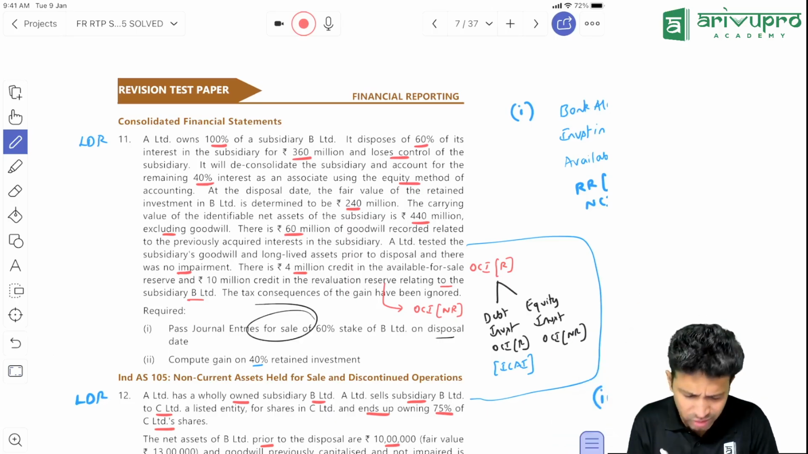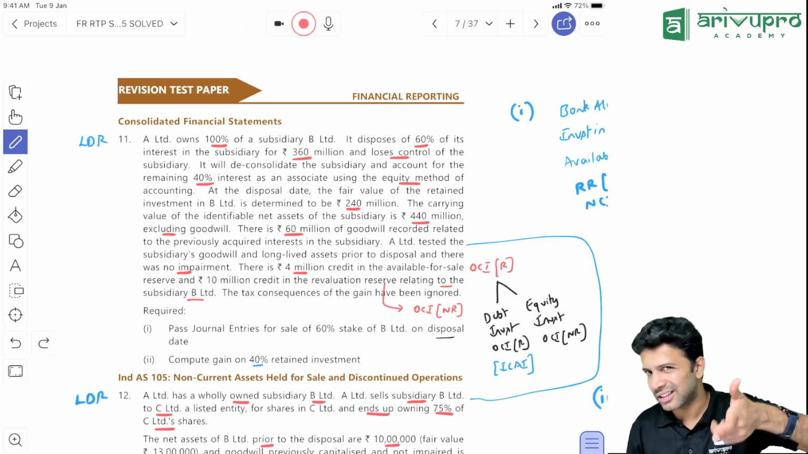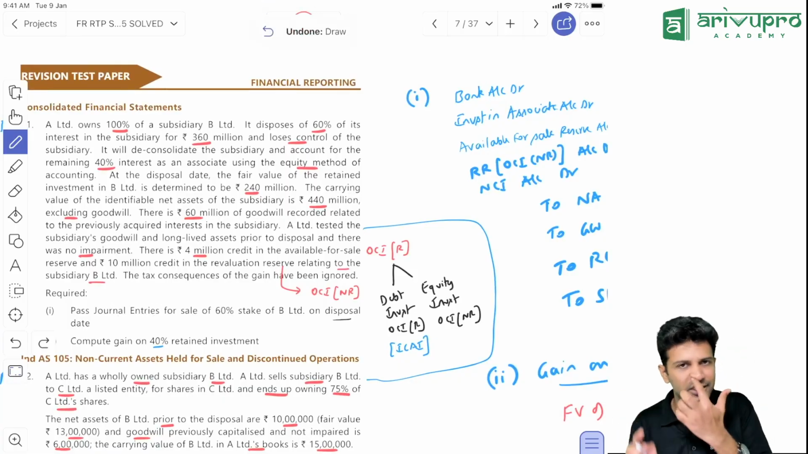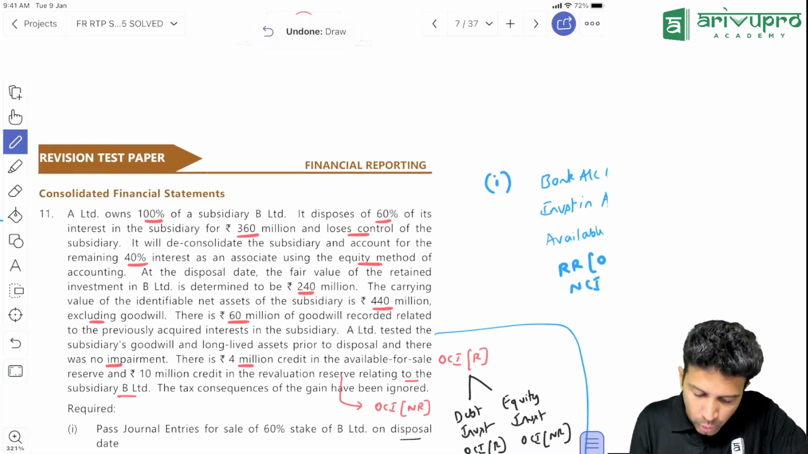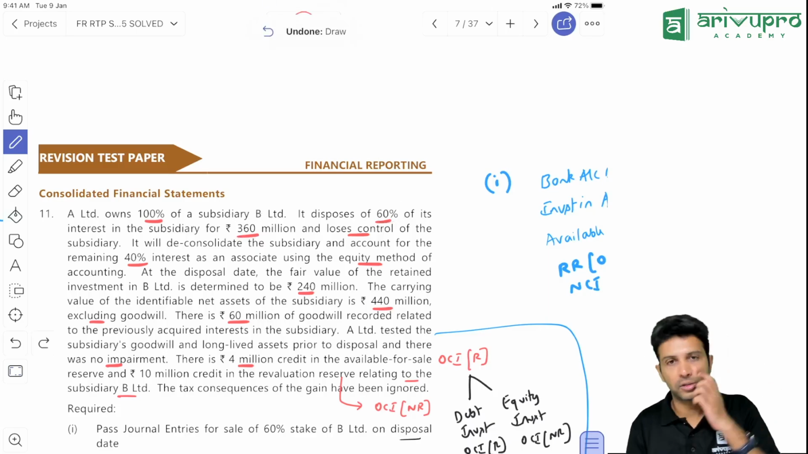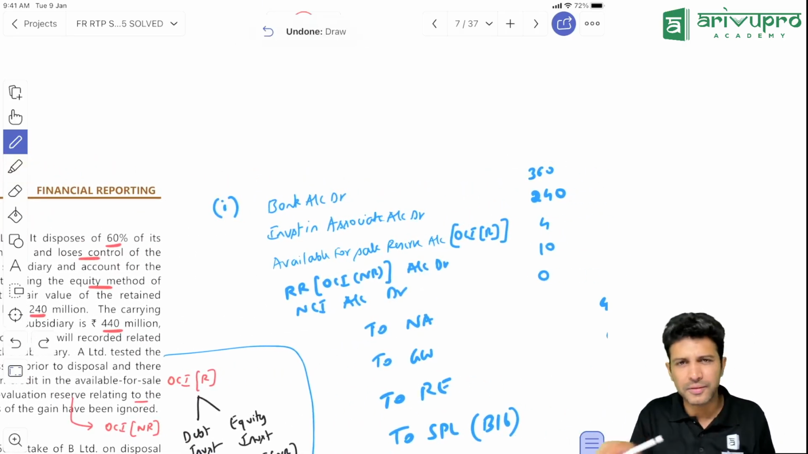They're asking you the gain or loss due to loss of control, basically. You can pass it in a statement, or we can directly work it out as a journal entry. Since they've asked for the entry, we'll directly present it as an entry. Now, we own 100% of B. A is the parent, B is the subsidiary. A disposes 60% of its interest in B for 360 million. So there's a selling price. The entry is bank account debit 360 million. As and when we see, we'll plug the rest.